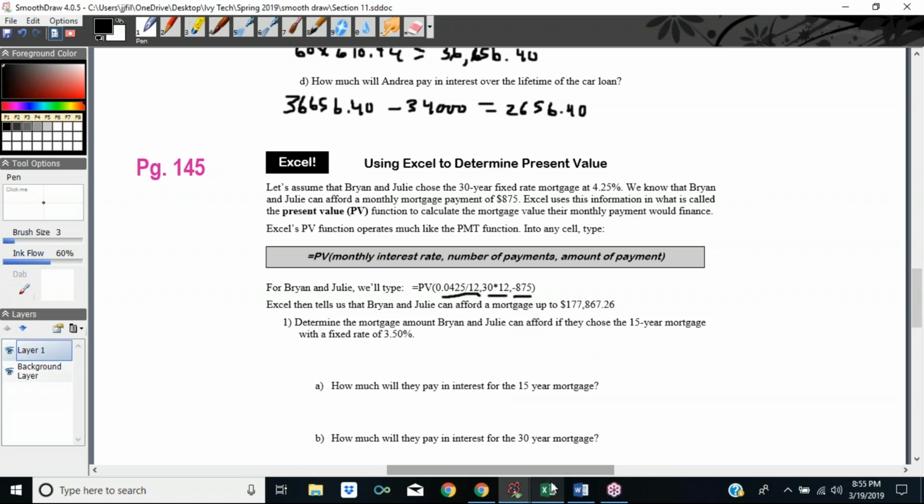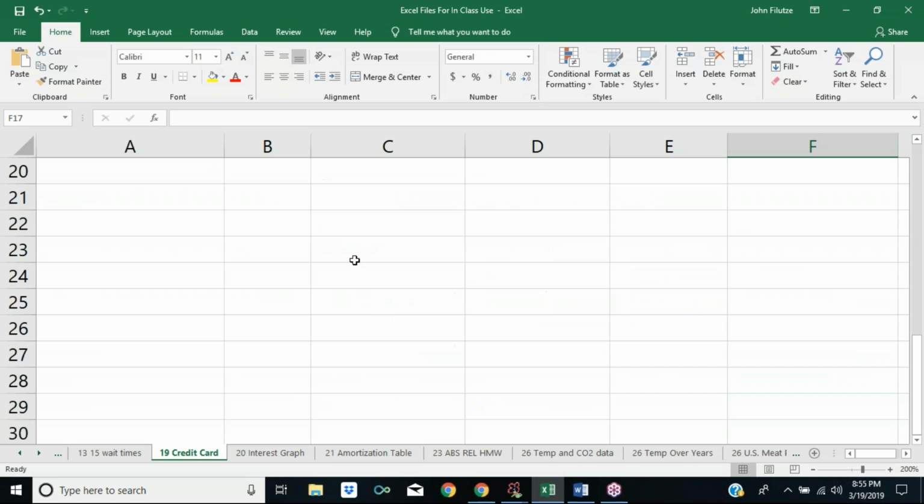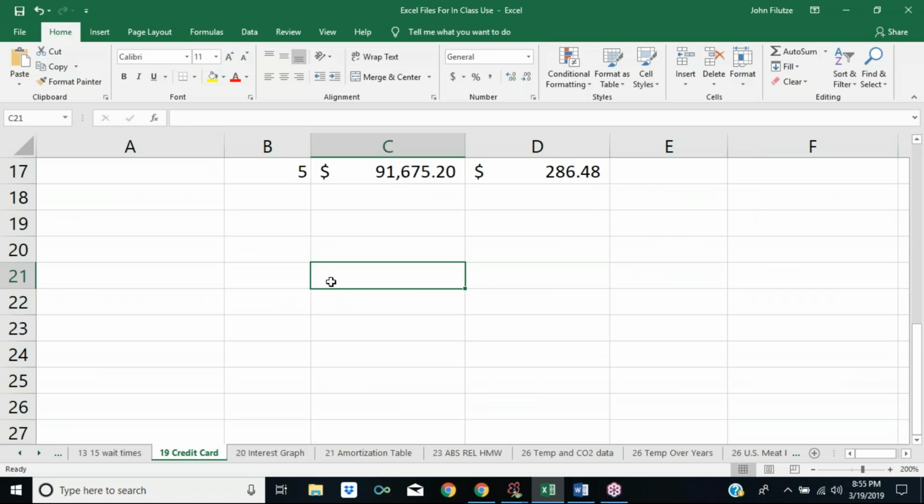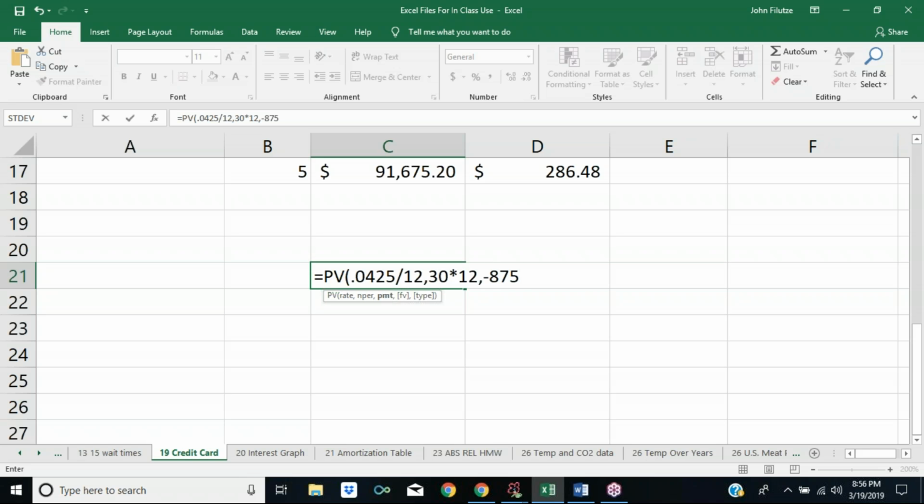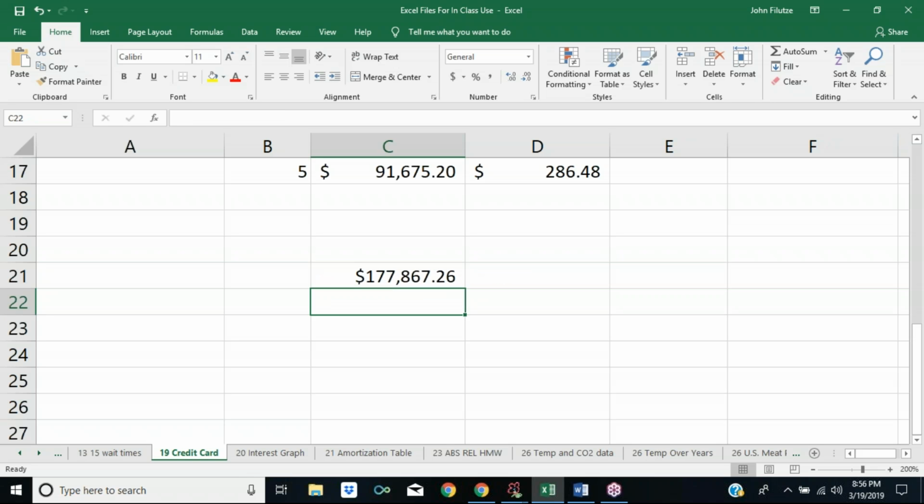So if we put that into Excel, and I can do that for you so you can actually see it happen. So equals PV, and then the interest rate was 0.0425 divided by 12. 30 years times 12 payments, and they're paying $875 as their payment. So that's what it looks like. And then there's how much house they could buy. Now remember, this doesn't have the taxes and insurance in it either, okay? So it's probably a little bit high.